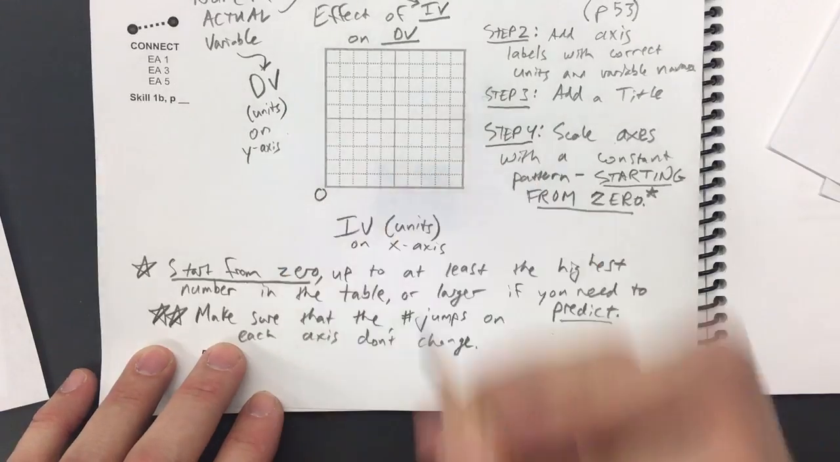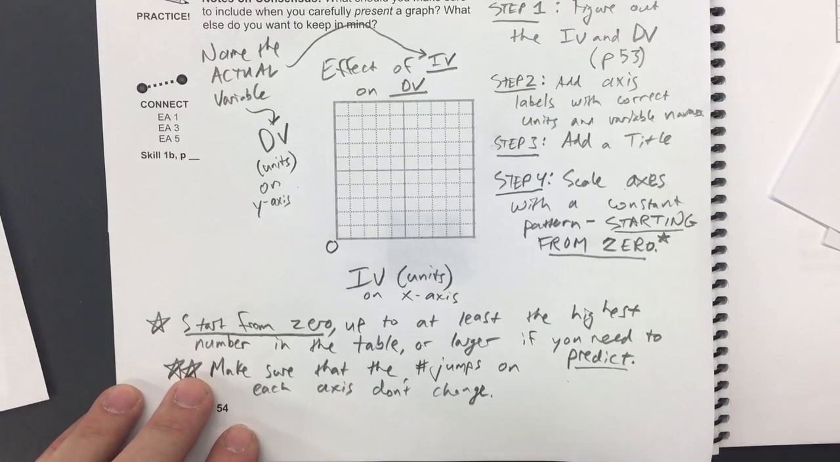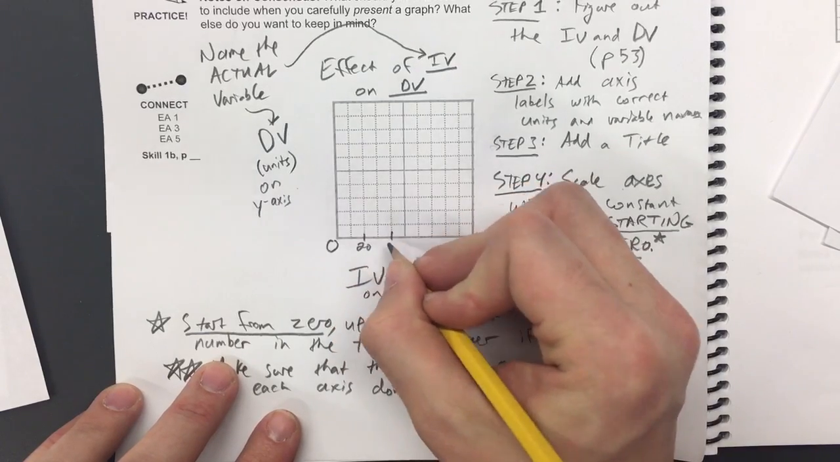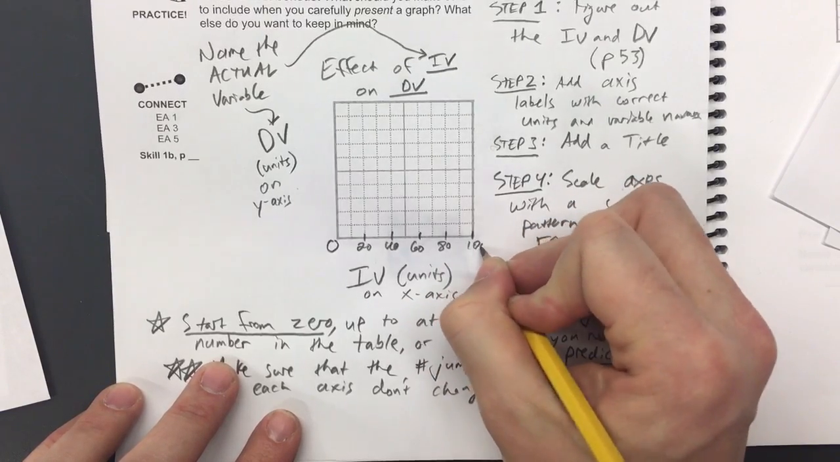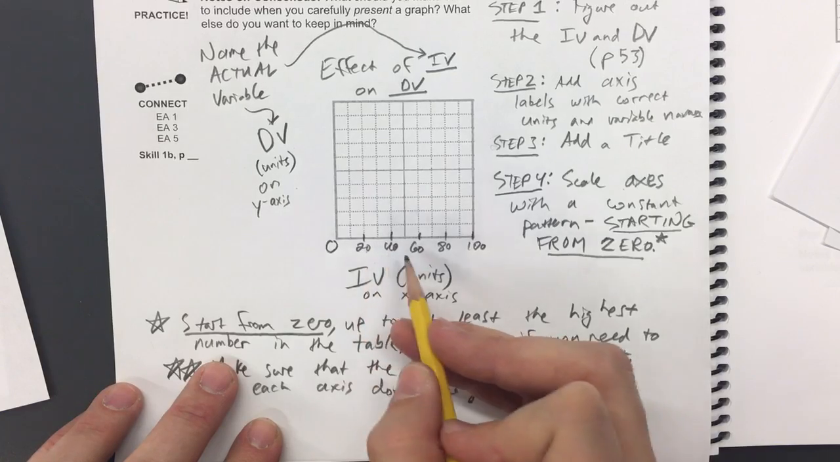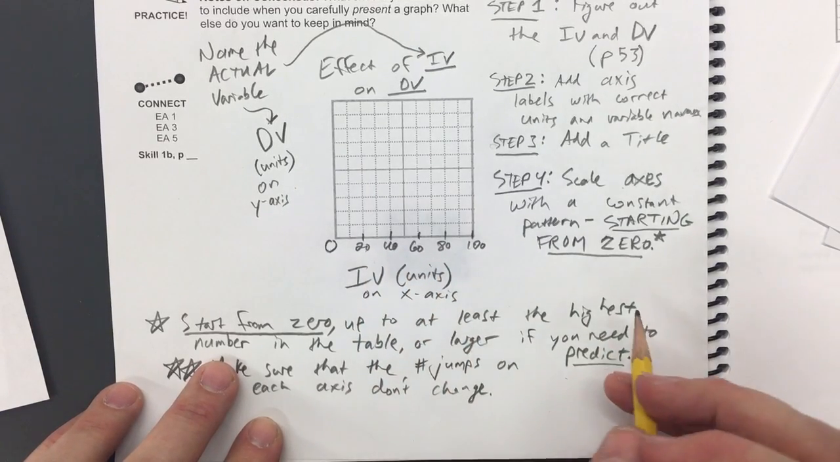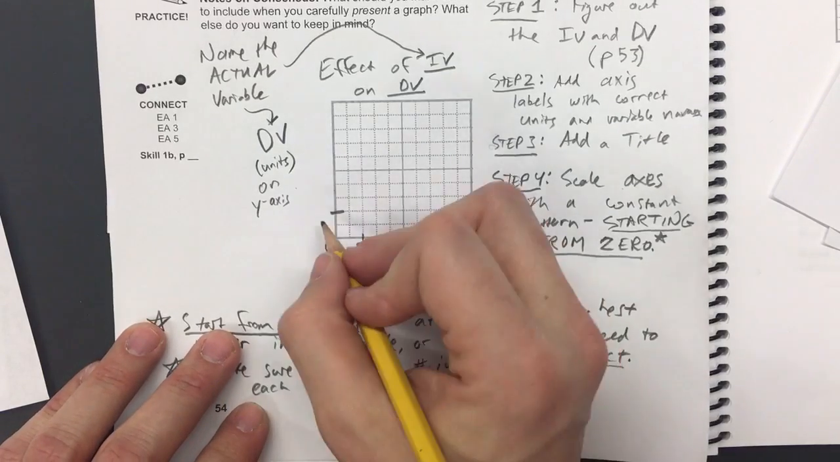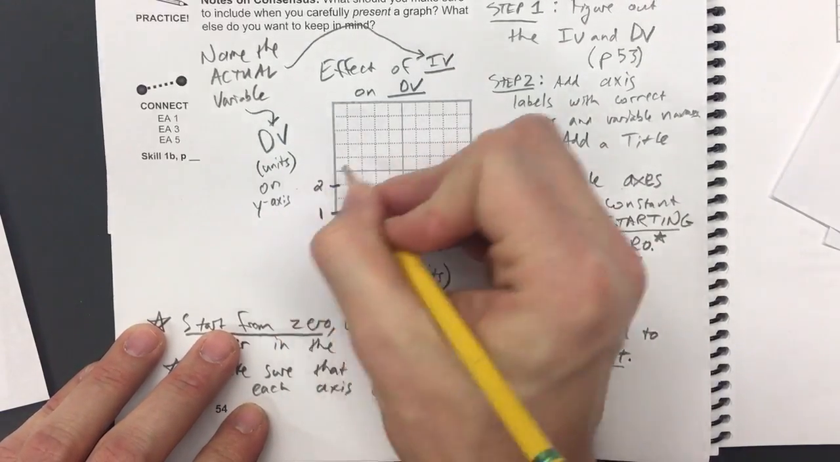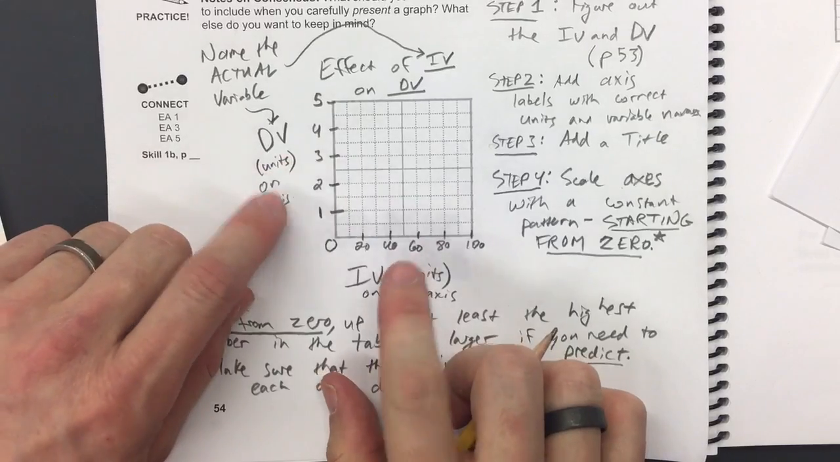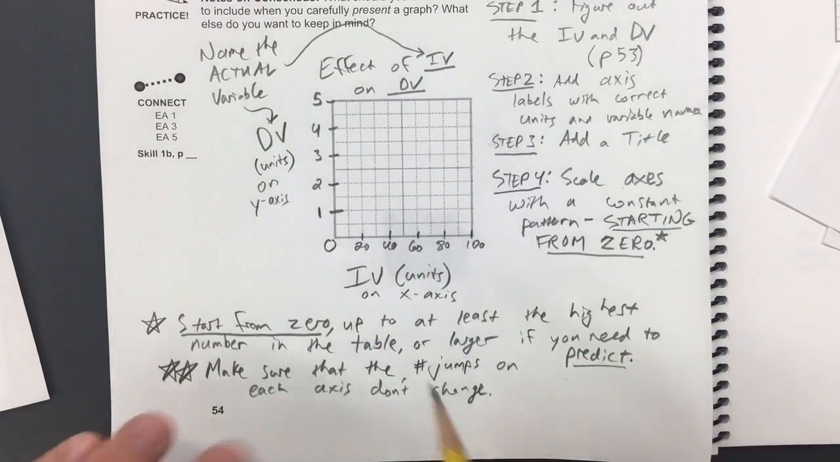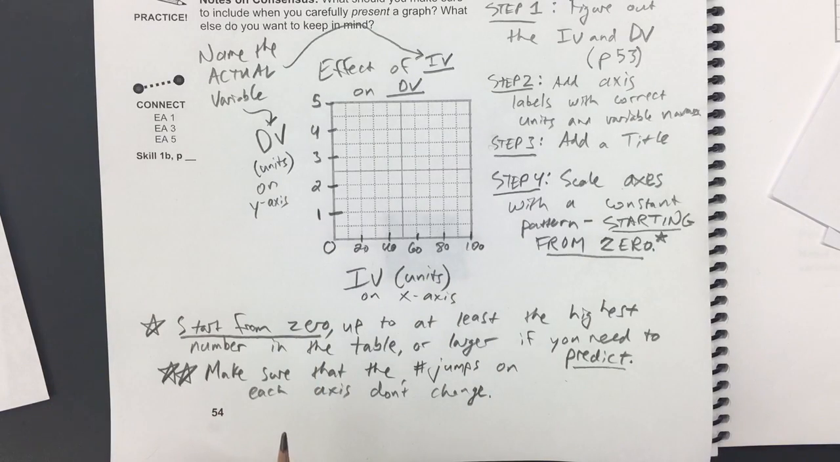So, for example, if we started from 0 on both axes, we could go 20, 40, 60, 80, and 100. That would be a consistent jump of 20 for every 2 boxes. But we could also, on the same graph, label this as 0, 1, 2, 3, 4, and 5. They don't have to be the same as each other, but they should be consistent as you go up from 0.